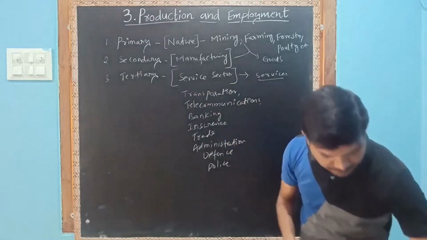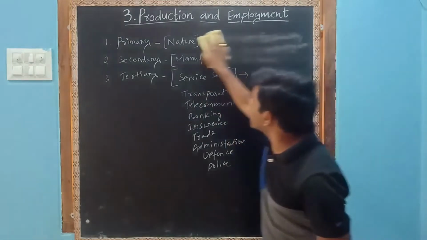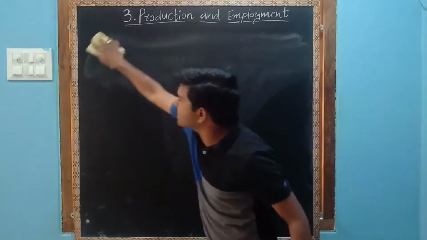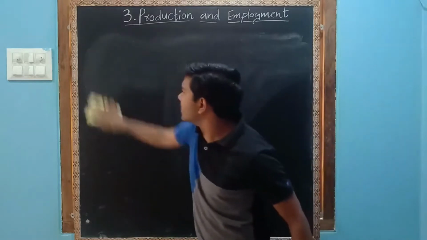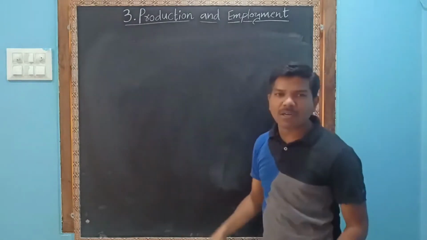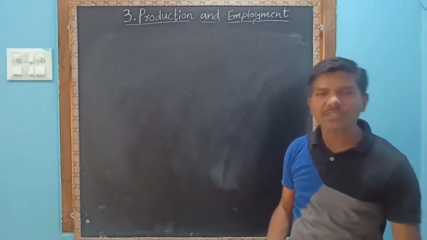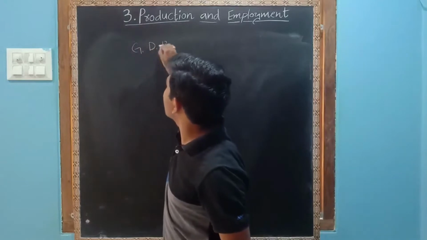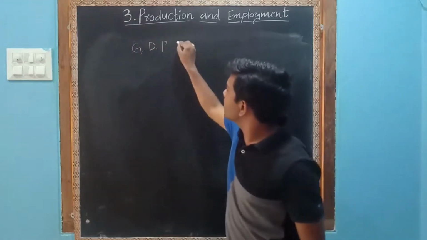Okay, next. We usually calculate GDP, gross domestic product. In 9th class also this topic is there. Let us see what GDP is, how we can calculate GDP, and what the methods are. Let's see GDP. GDP means gross domestic product.